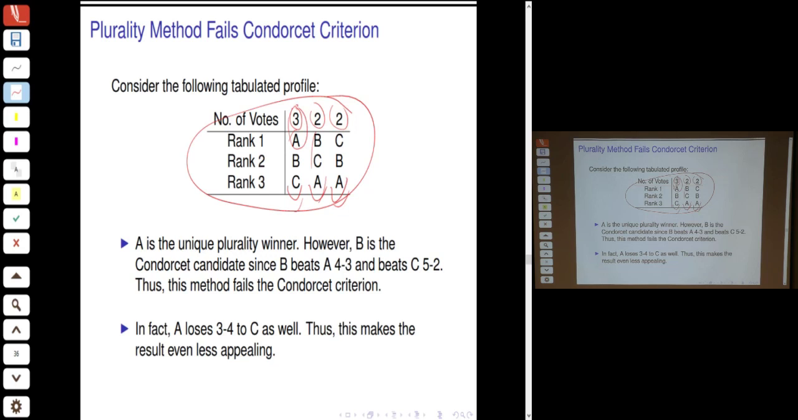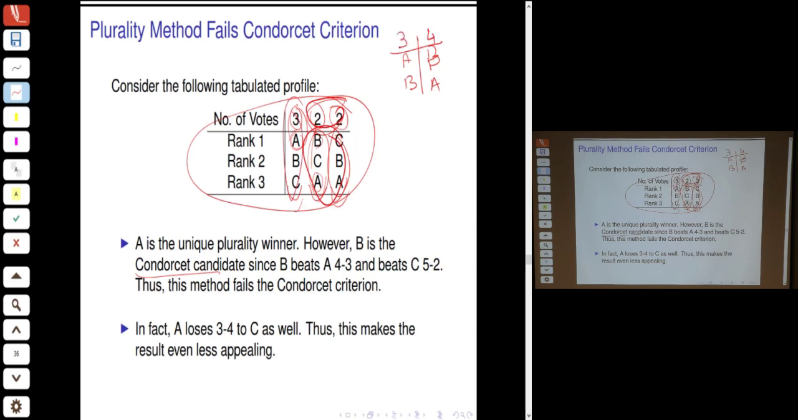But B is the Condorcet candidate, because if you compare B and A, then B is preferred to A in these 2 lists, so 4 votes in total, whereas A is preferred to B in the first list only, which is 3 votes.